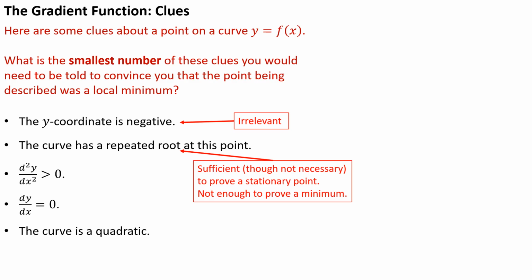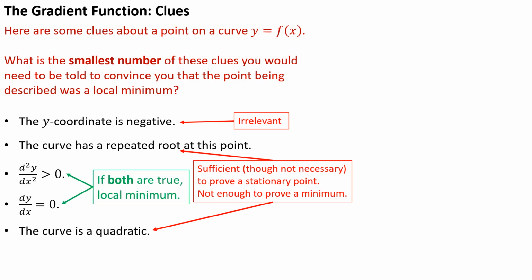In this particular case, that condition is sufficient for a stationary point, but it's not necessary for a stationary point. And it's not enough to prove that that stationary point is a minimum. You can have a repeated root, which is a point of inflection or a maximum point as well. Similarly, the curve being a quadratic doesn't tell you that the point you're dealing with is a minimum. Even if you know that it's the vertex of the quadratic, it still could be a maximum or a minimum, depending on whether the quadratic is a positive or negative quadratic. The two key things in here that are going to give us information about whether the point is a minimum are these two. And in fact, either of them on their own is not enough.